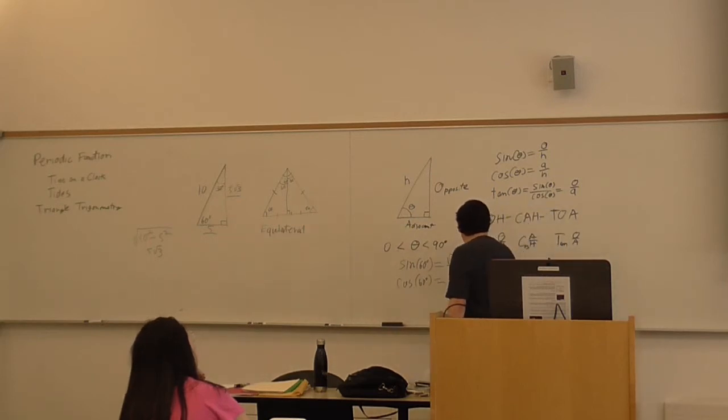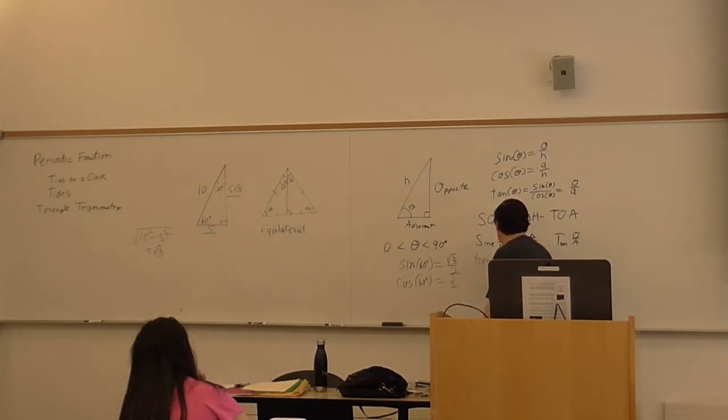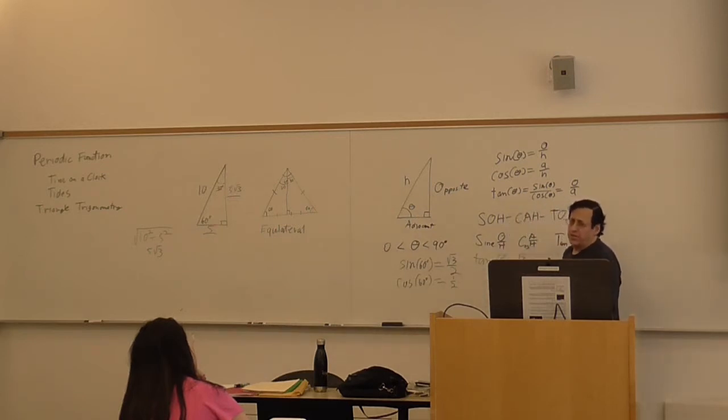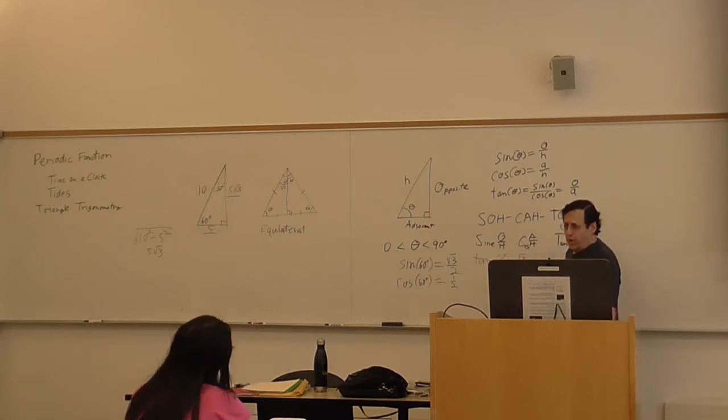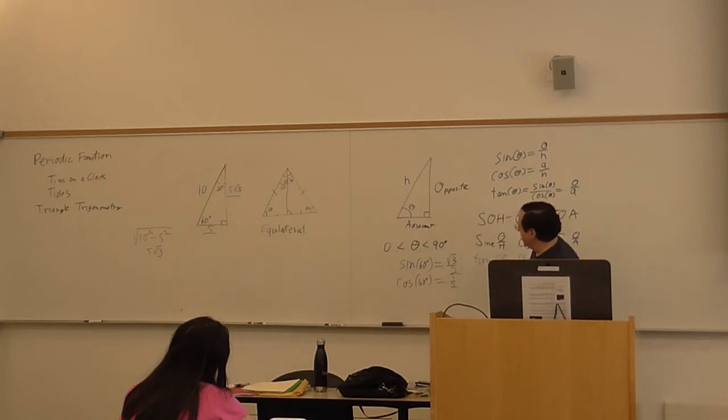Let me add the tangent here. The sine over the cosine, so that's going to be just square root 3. There are certain sines and cosines you should know the exact value for. You can start right here, 60 degrees.